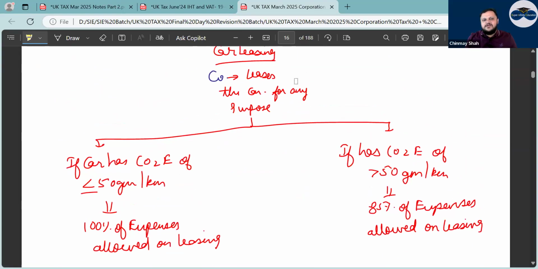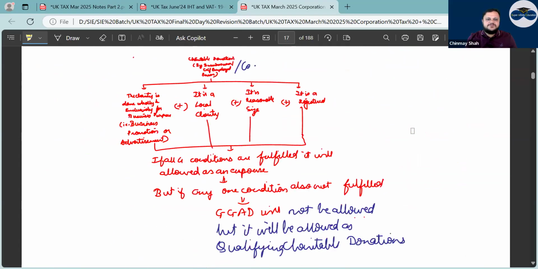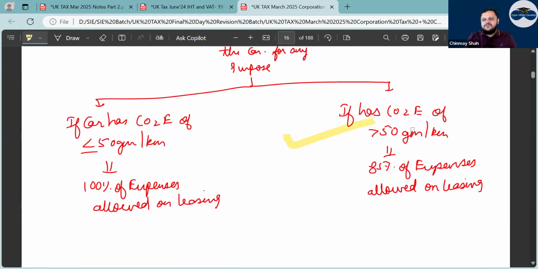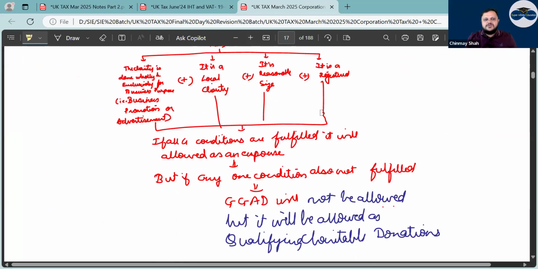Car leasing you have, correct? If CO2 emission is less than 50 grams, 100% expense allowed. If CO2 more than 50 grams, what will happen? Tell me. 85% of the expense allowed on leasing. Charity for company also has the same thing. 4 conditions. What are the 4 conditions? Charity done wholly and exclusively for business purpose, that is business promotion, plus local charity, plus reasonable in size, plus it is a registered charity. If all 4 conditions are fulfilled, allowed as an expense.